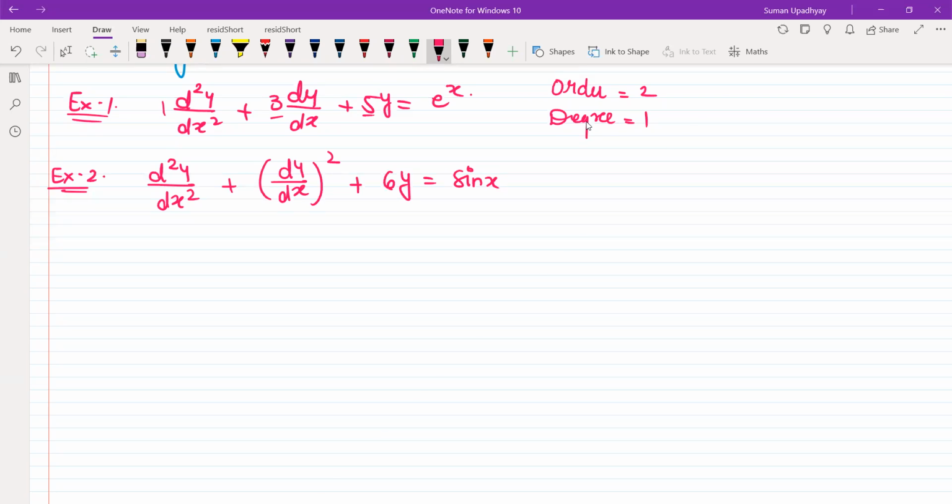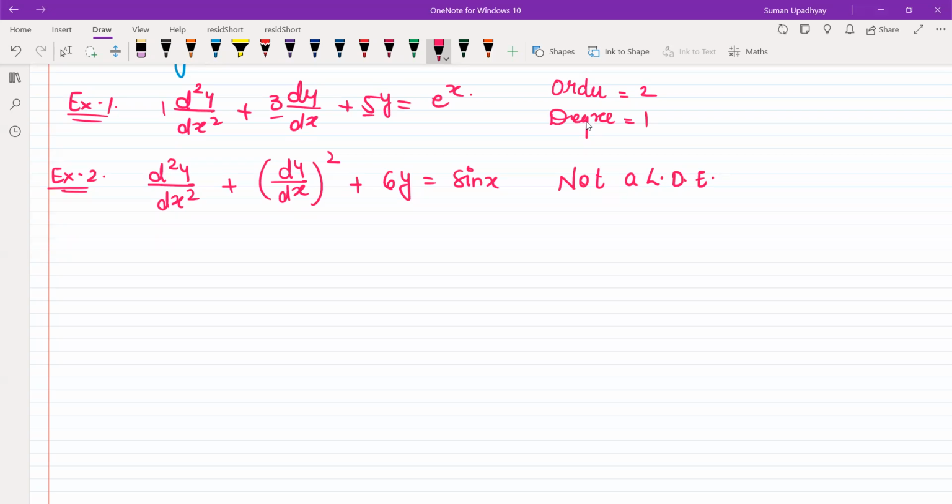Is this a linear differential equation with constant coefficients? No, ma'am. Why? The power is 2, which means the degree is 2. Degree should be 1. Yes, correct. So it is not a linear differential equation.